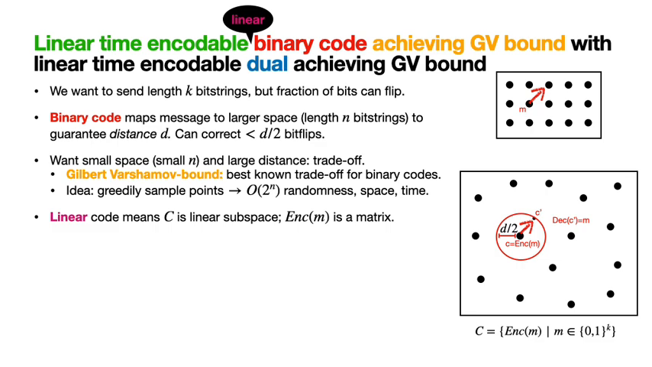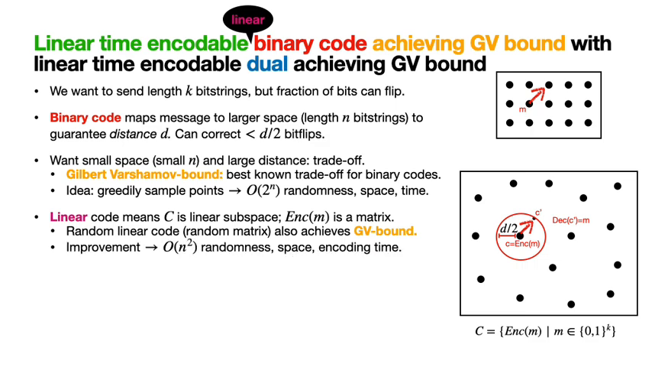A code is linear if it is a linear subspace. We think of all the bit strings as vectors, and so a linear subspace in the case of binary simply means that this set of vectors is closed under addition, mod 2. Another way of saying this is to say that the encoding function can be represented as a matrix. What Varshamov showed is that if you take a random linear code, which is simply a random matrix, this also achieves this best known trade-off between size and distance for binary codes.